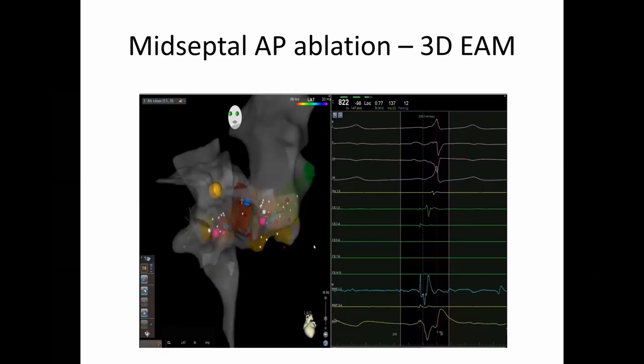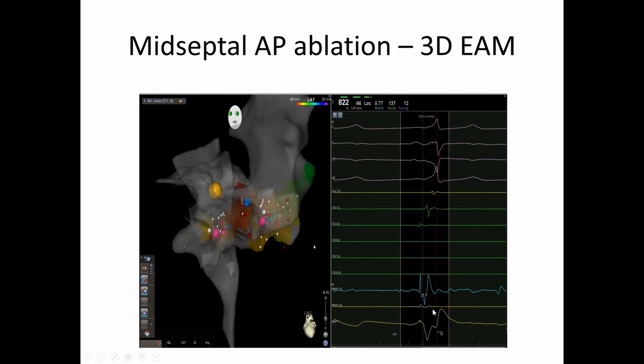Again, accessory pathway ablations can be stressful, and the most stressful is when they're in this sort of septal location. This yellow ball is where the His signal was identified. These are sort of 3 millimeter balls again. This is where we've ablated this pathway, and you can see a balanced AV signal here.